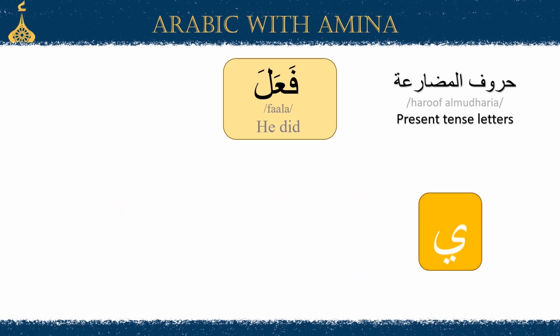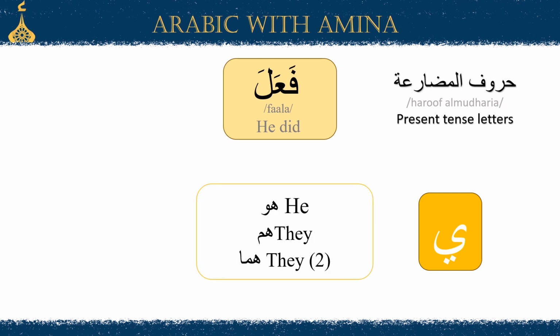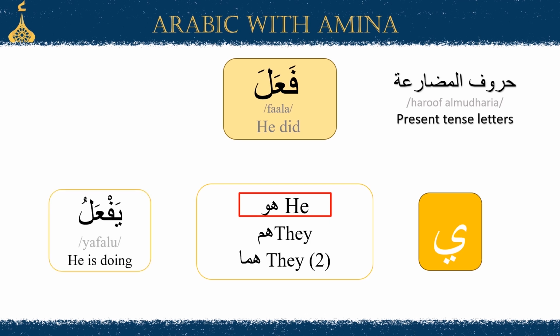The letter ya is a little bit different. It is a prefix used for more than one pronoun. To say he is doing, we add the prefix ya to the beginning of the verb and it becomes yaf'al. He is doing. As for the pronouns they, whether dual or plural form, they are a little bit different. They follow an additional rule, which we will be talking about near the end of the video.